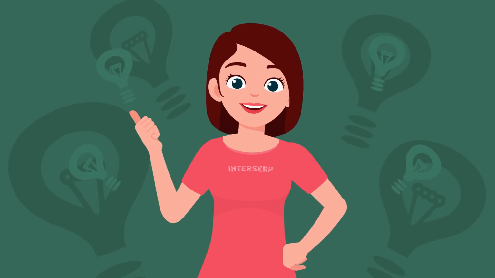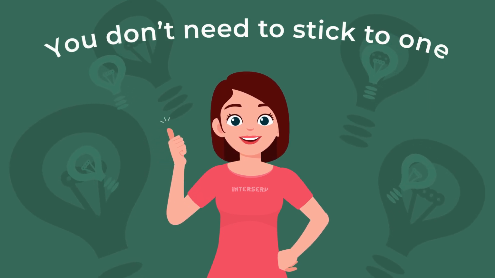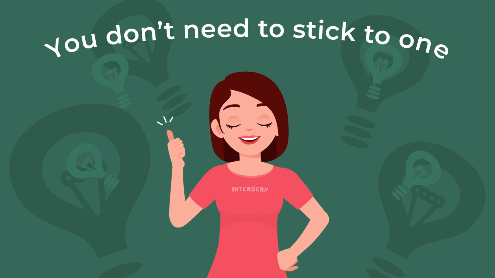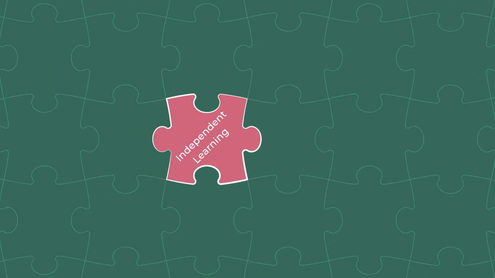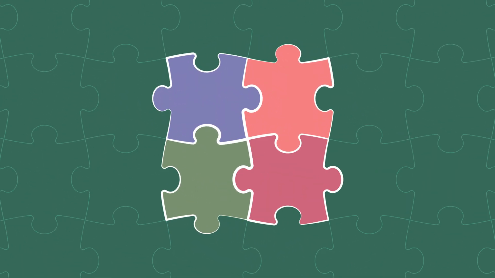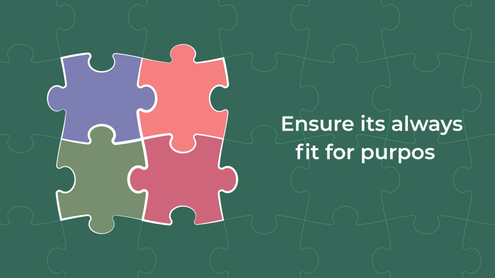Also, something important to remember is that you don't need to stick to one style. You can incorporate elements of each type to create a structure that best suits you. For example, if you're creating a course, you can have sections with independent learning and include activities with collaborative learning. You can also tweak your course structure according to feedback from your learning cohort so that you can continuously improve your content and ensure it's always fit for purpose.